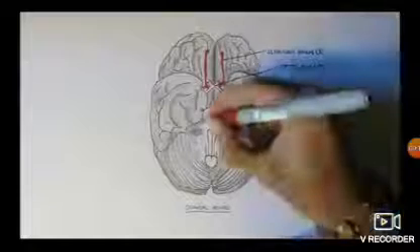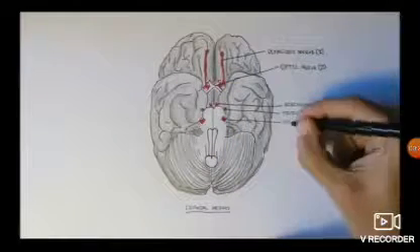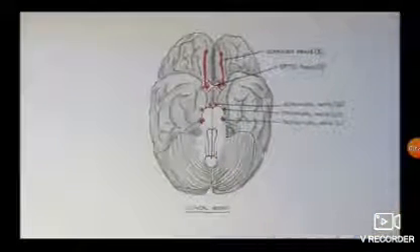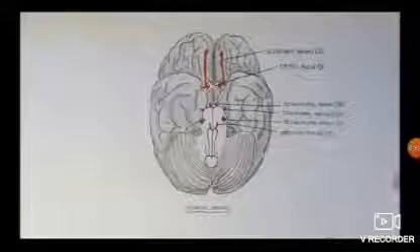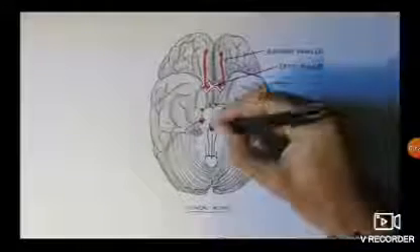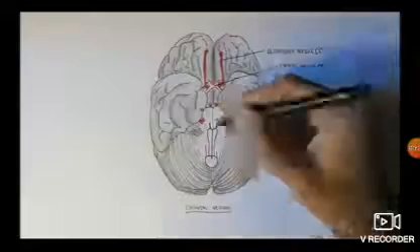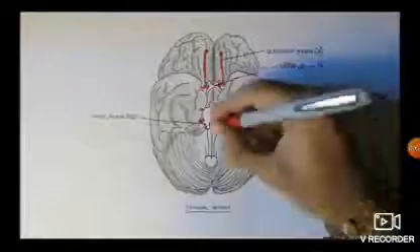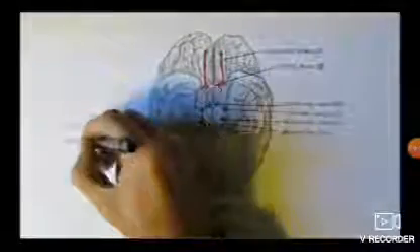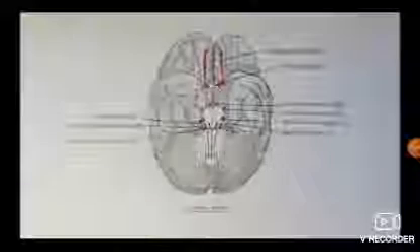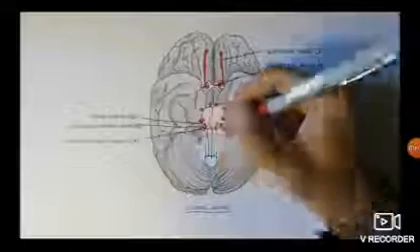5 is trigeminal, number 6 is abducens, number 7 is facial, number 8 is vestibulocochlear, number 9 is glossopharyngeal, number 10 is vagus, number 11 is accessory, and number 12 is hypoglossal.